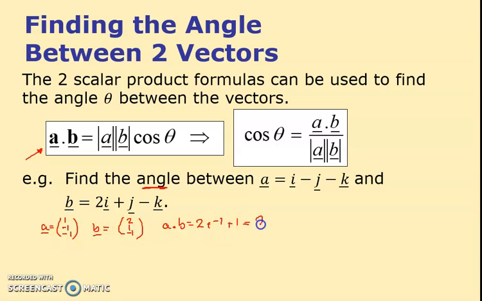So A dot B equals 1 times 2, plus minus 1 times 1, plus 1. Yeah, so actually it's equal to 2. 2, that's 1, that's 2. A dot B is 2. So it's not perpendicular. Now let's find the magnitude of A and the magnitude of B.